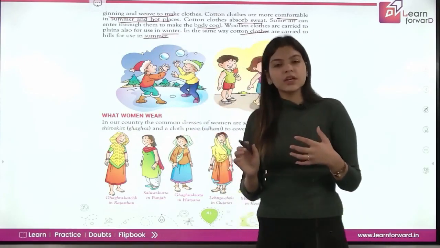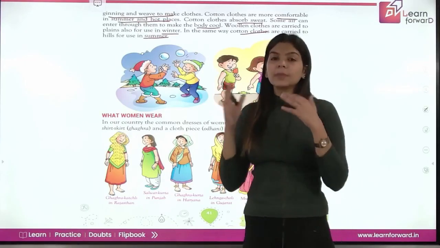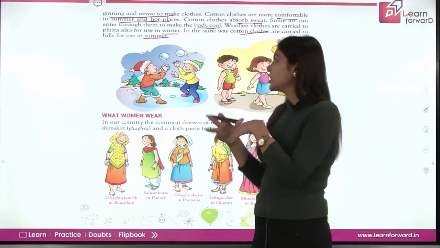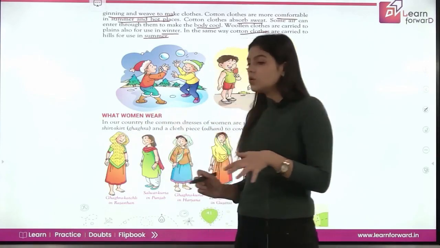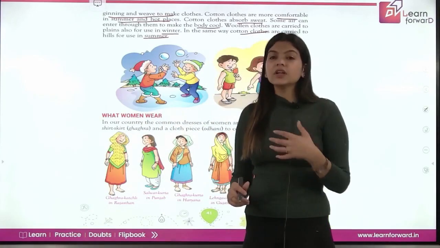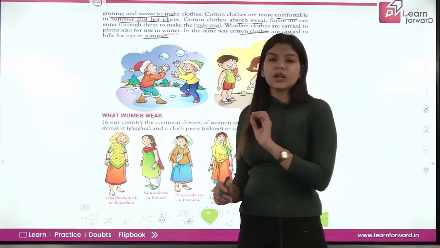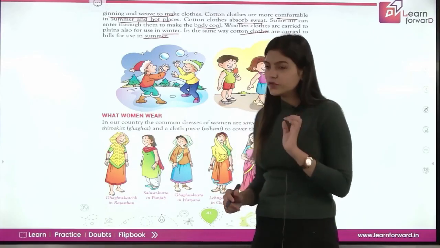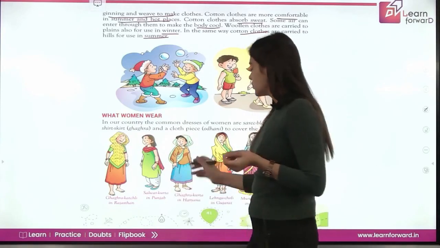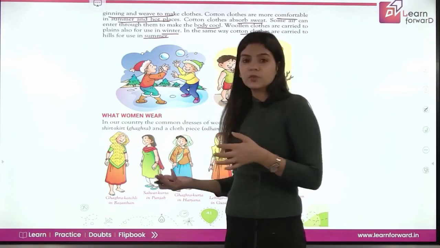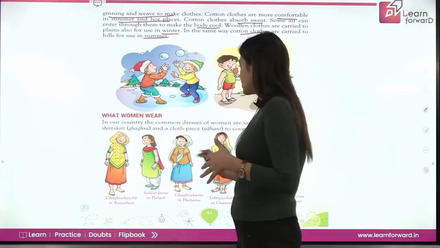And in the same way, cotton clothes are carried from the plains to the hills to use in the summer season. What do women wear? In every different culture, the people have different cultures and different traditions all over the country. So women wear different types of clothes. We will see what kind of clothes women wear in different places.